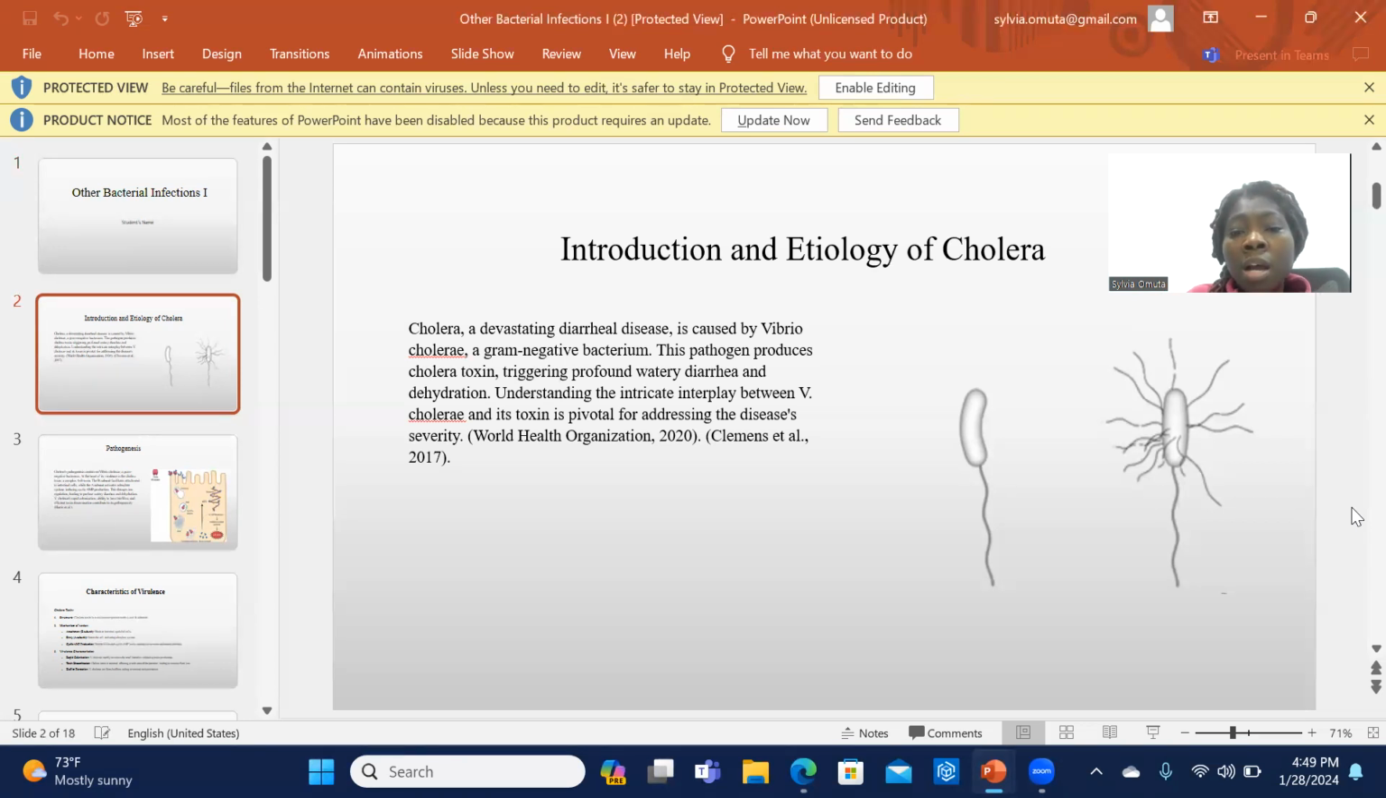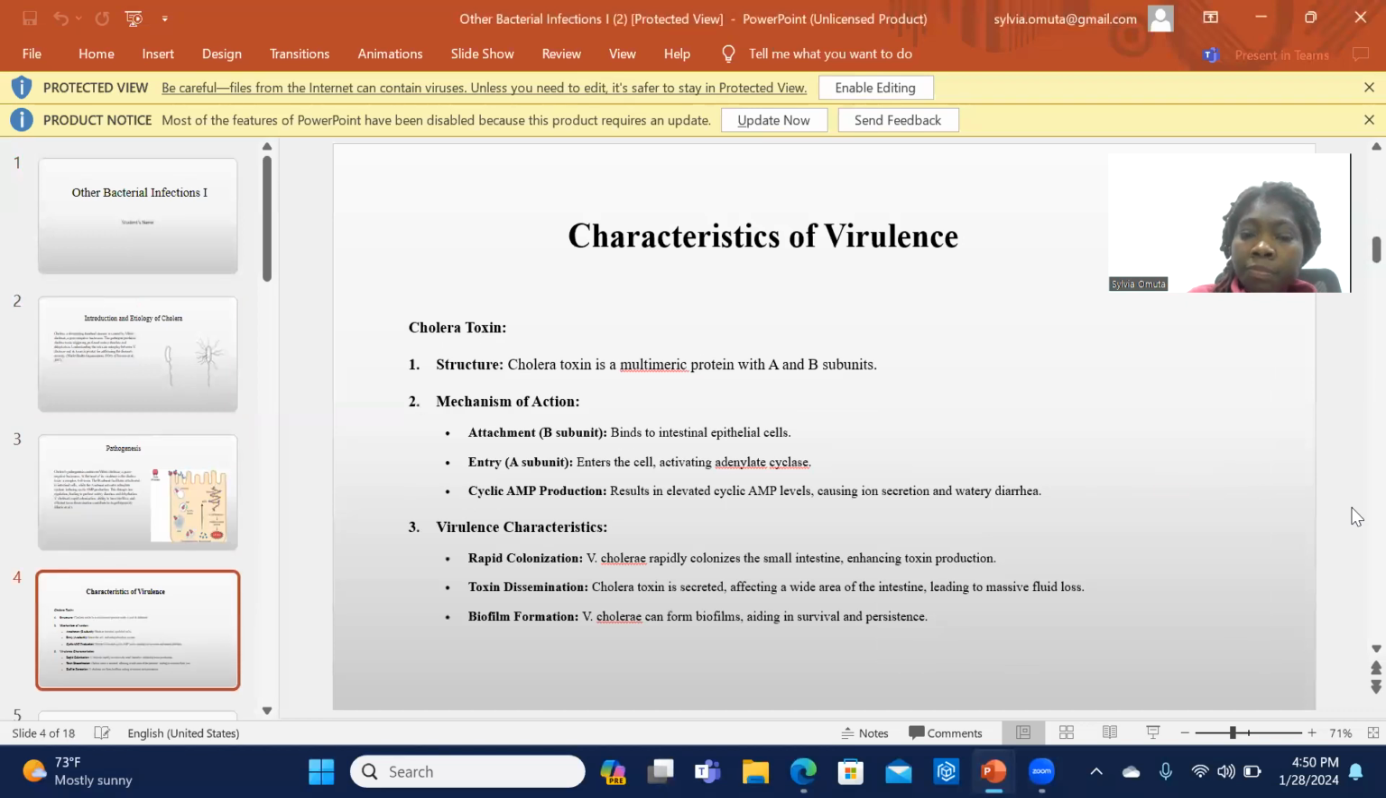Understanding the interplay between V. cholerae and its toxins is pivotal in addressing the disease severity, World Health Organization 2020, Clemens et al. 2017. Characteristics of virulence.